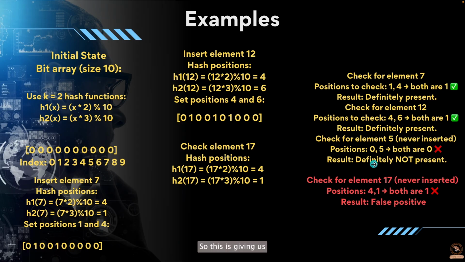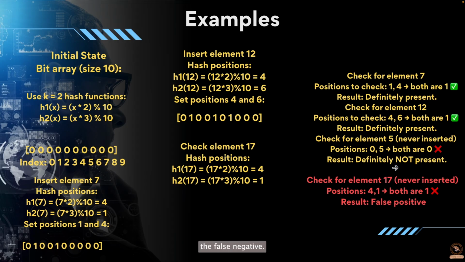So this is giving us the correct answer. But for 17, this is giving us a false positive. So this is one drawback of using a standard Bloom filter, that it can give us false positives. But definitely this does not give a false negative.